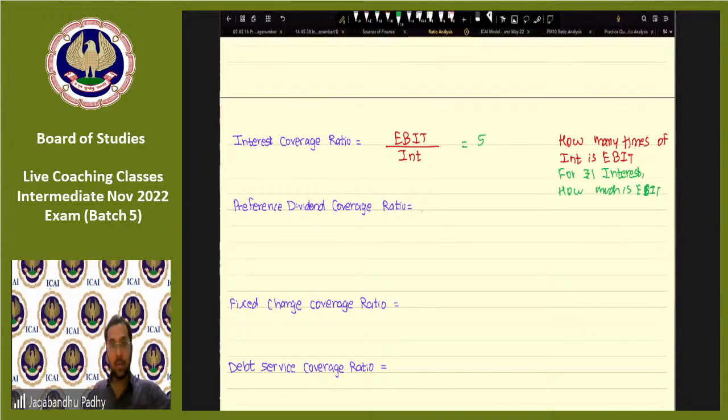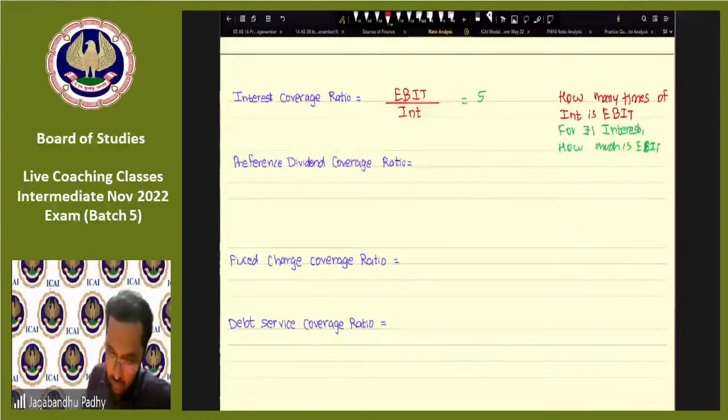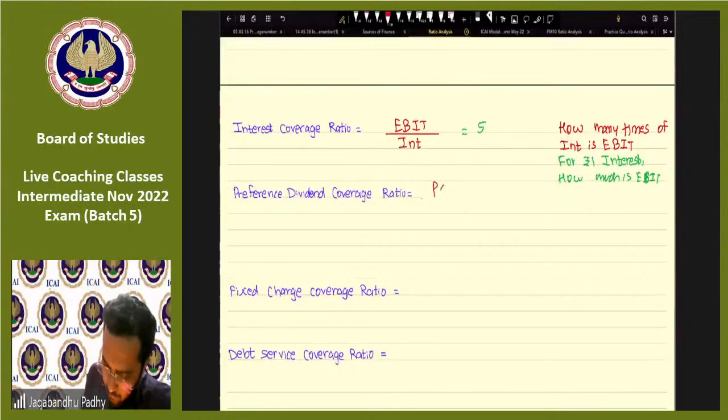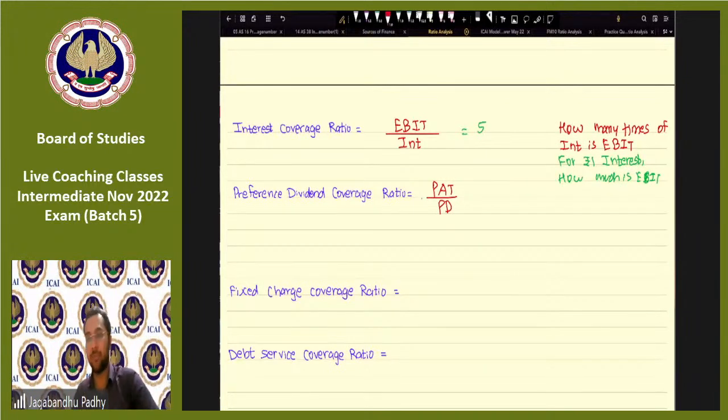Then next one is preference dividend coverage ratio. Now, what do we know? What do we need to earn to have a preference dividend? We need to earn profit after tax to pay preference dividend, because unless and until I have PAT, I cannot pay preference dividend, right?